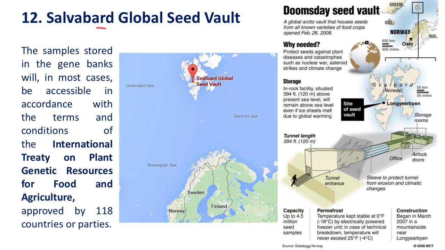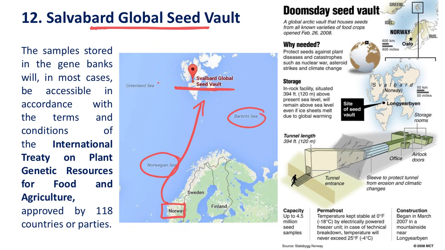Next issue is the Svalbard Global Seed Vault. Recently, ICRISAT has become part of the 100-year storage project of the Svalbard Global Seed Vault. This Global Seed Vault is located on Svalbard Island, which is part of Norway. This is between the Norwegian Sea, Barents Sea and Greenland Sea. On the north, it has the Arctic Sea. This seed vault is a long tunnel built under a mountain.